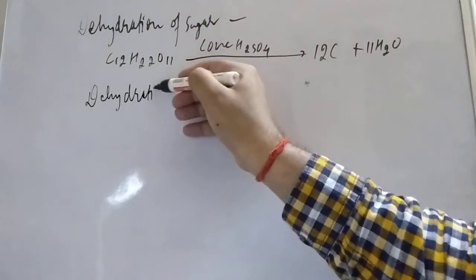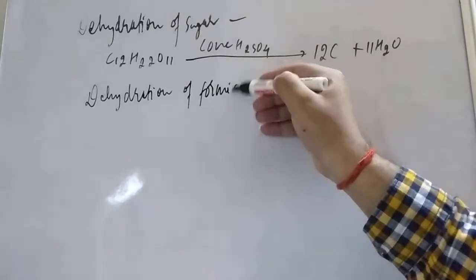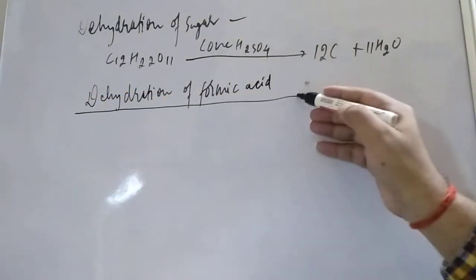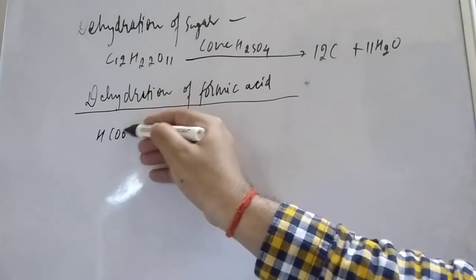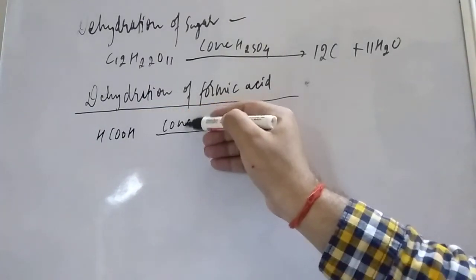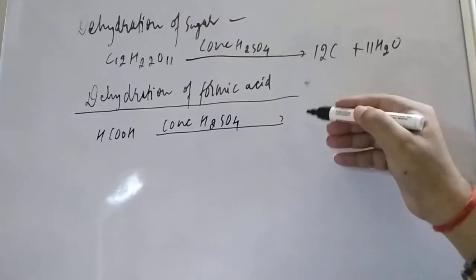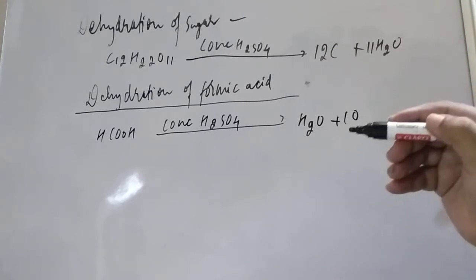Dehydration of formic acid. If you talk about the dehydration of formic acid, this is the formic acid, and when you treat it with concentrated H2SO4, it will give H2O plus carbon monoxide.